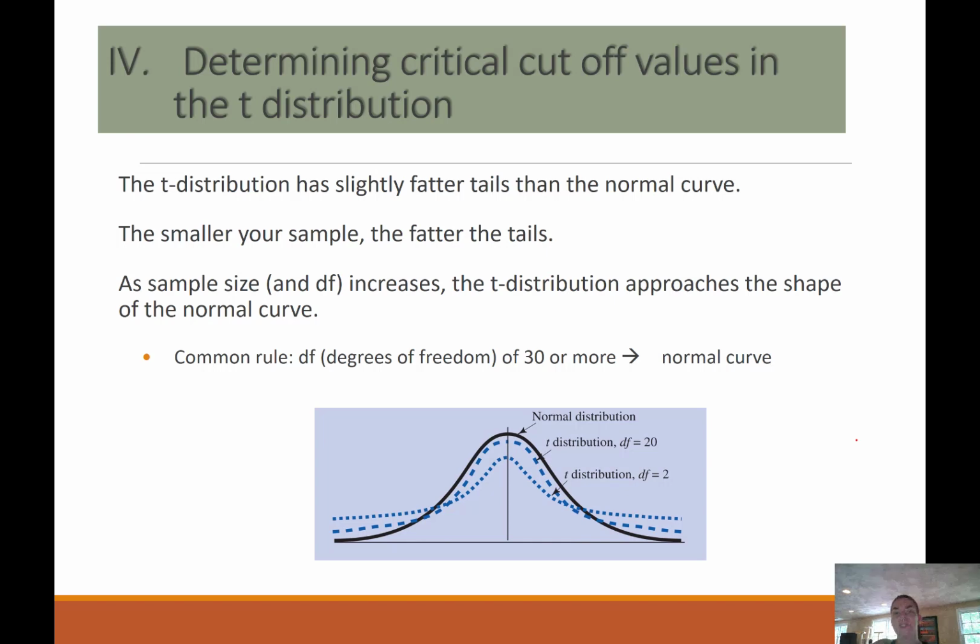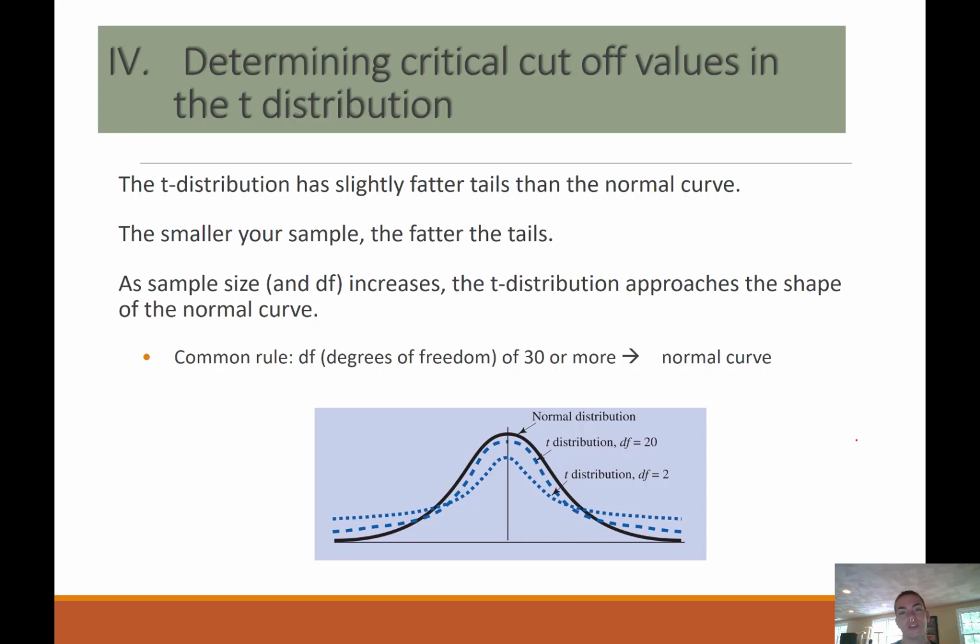And the t-distribution should be a little familiar looking. It's not too different from the normal distribution in shape. However, it does have slightly fatter tails than the standard normal curve. And in fact, the smaller your sample size, the fatter the tails. So that's kind of interesting, right? The t-distribution changes shape slightly depending on your sample size.